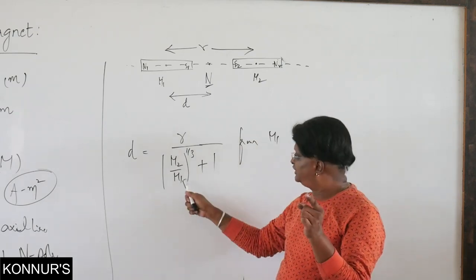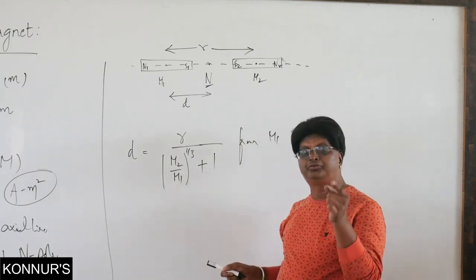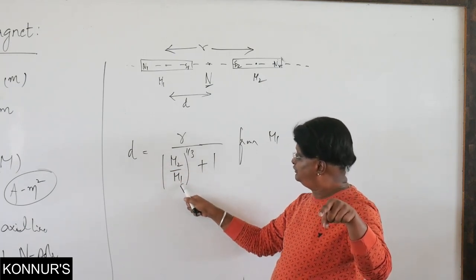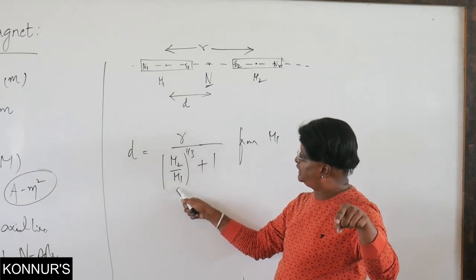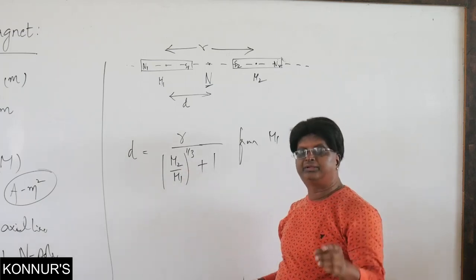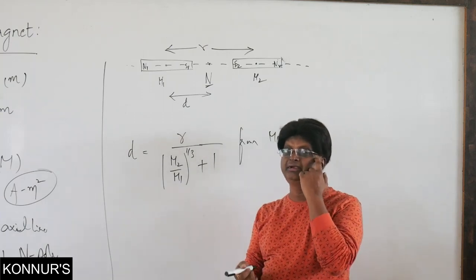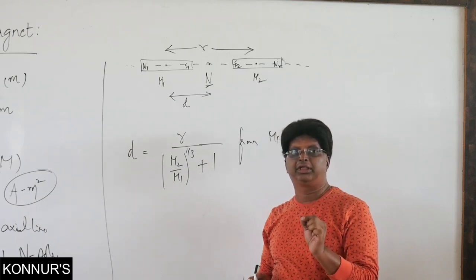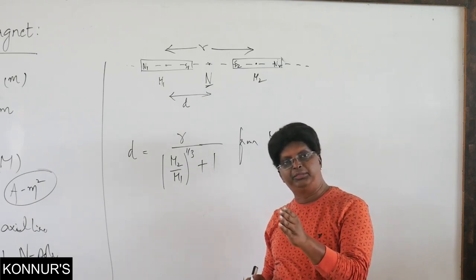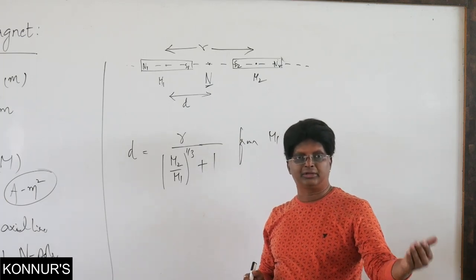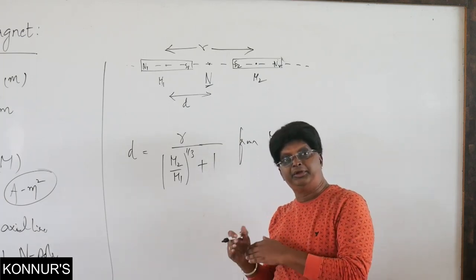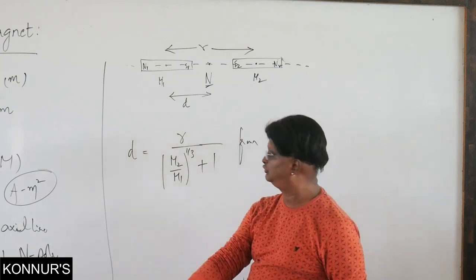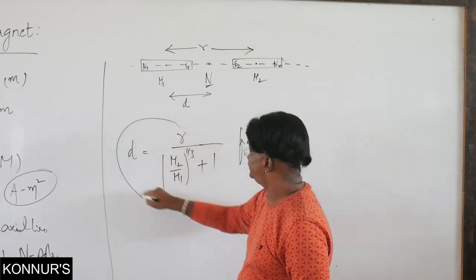Remember, what is the definition of M1 here? Supposing I want to find the distance from the first magnet, I am writing M2 by M1. This distance is from the first magnet. If I write it as M1 by M2, that will give the distance from the second magnet. So looking at the options is very, very important. Supposing I get 4 cm from the weaker magnet, I will get 6 cm from the stronger, supposing the distance between them is 10 cm. Like that. A few examples I will show you later. Please do remember this expression.